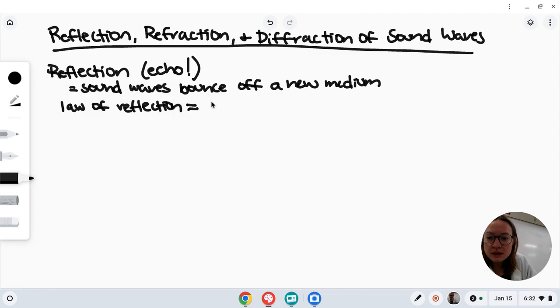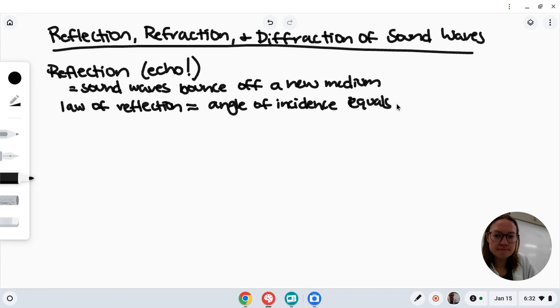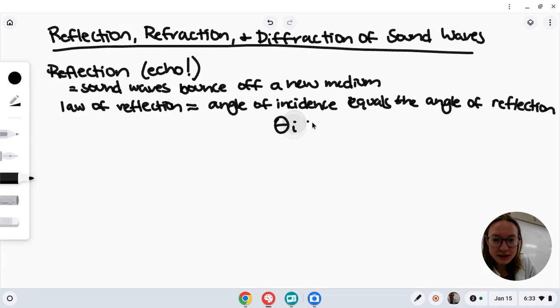The law of reflection says that the angle of incidence equals the angle of reflection. This is why I don't teach English, because I can't spell. Or in less wordy words, theta I equals theta R. The angle in equals the angle out.